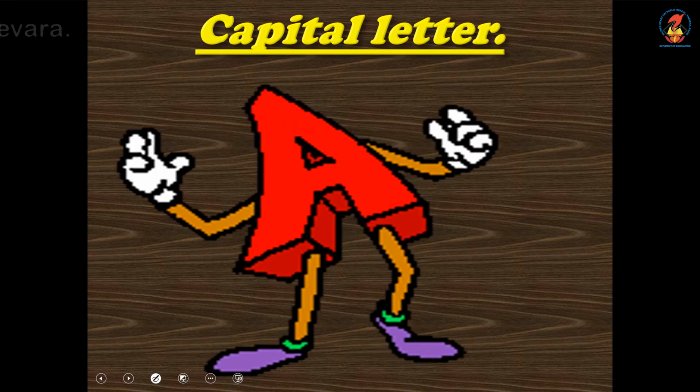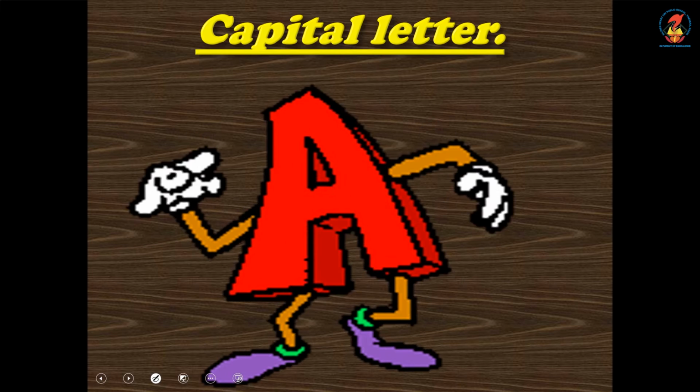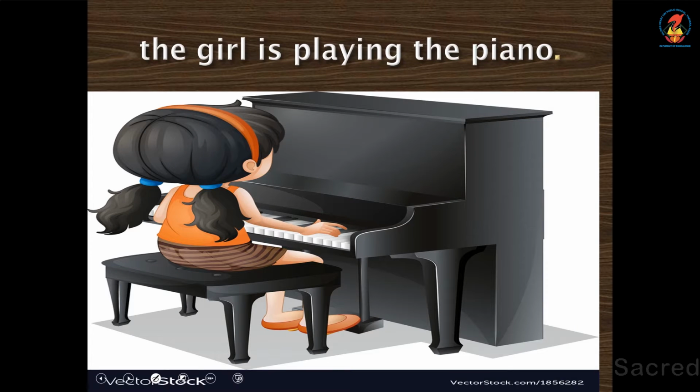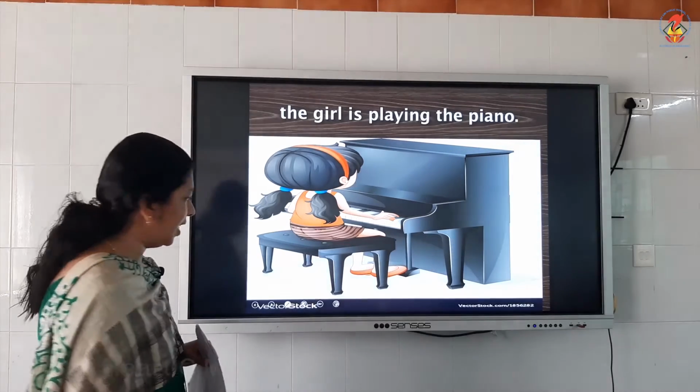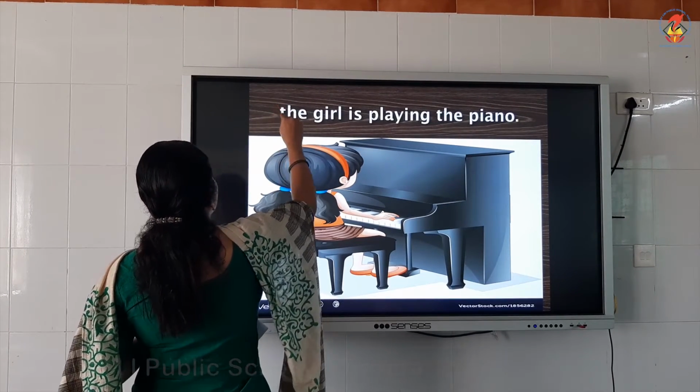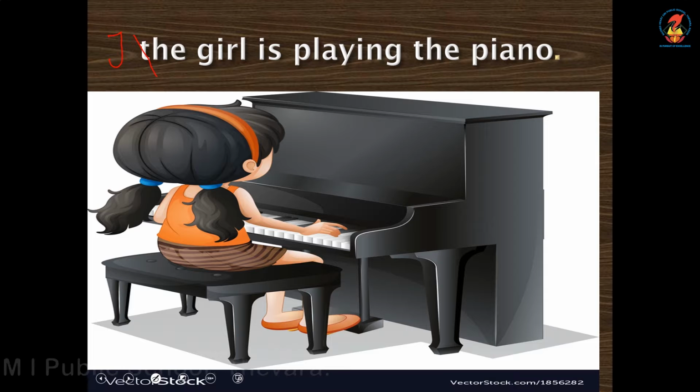See, a capital A is dancing. This is a capital letter, isn't it? Yes, next. The girl is playing the piano. Is this sentence correct or wrong? Can you say? It is wrong. T is small t, isn't it? So we have to cut it and make it capital T. So these few examples are not from your worksheet, okay. The girl is playing the piano. So that is capital T.